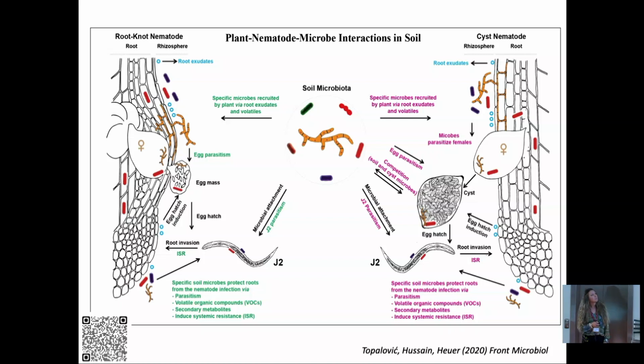Some microbes can parasitize nematodes right here, but nematodes can also bring the microbes inside the roots, and these microbes can induce systemic resistance in plants against further entrance of the nematodes. Also, microbes can parasitize eggs or females, and they can produce volatiles or some secondary metabolites.